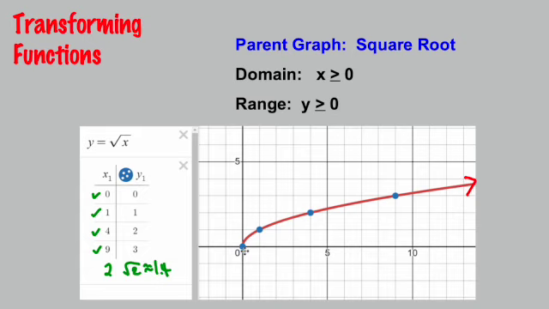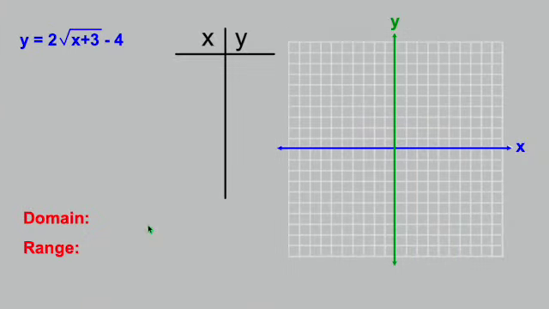You can see it starts at 0, 0, and the domain is x can be anything greater than or equal to 0. Same thing for the range, which makes sense because you can only square root positive numbers or 0, and when you do that, you're going to get a positive number or 0. So let's now take a look at how this will look with an equation that's more complicated.